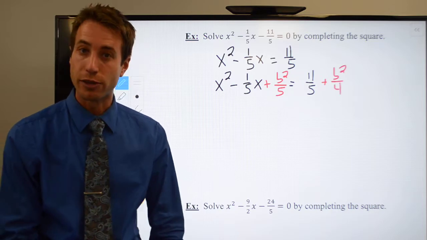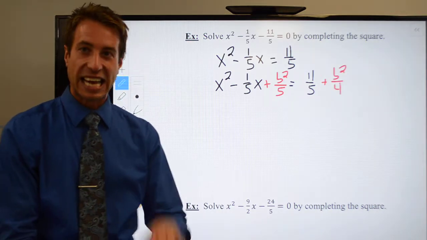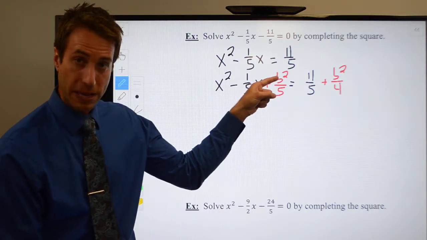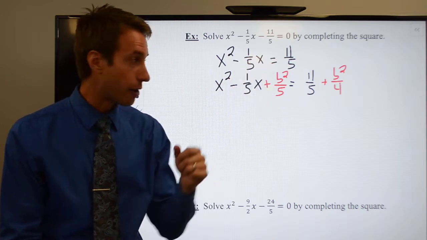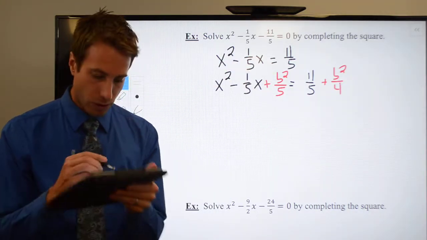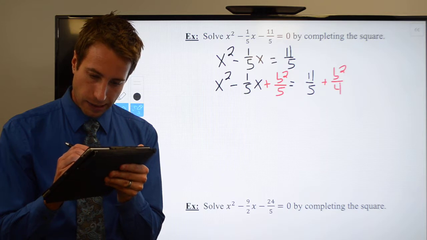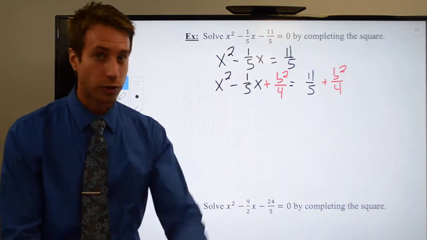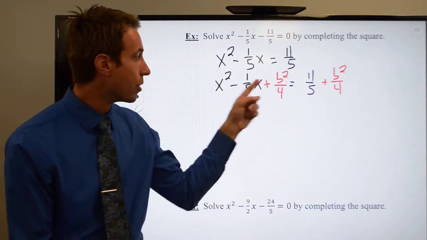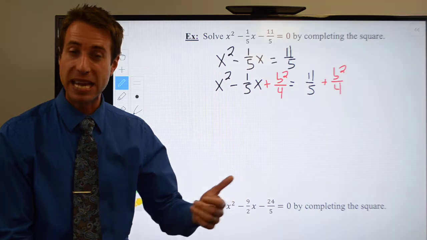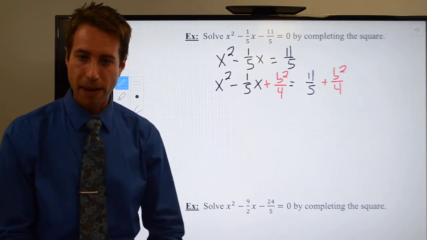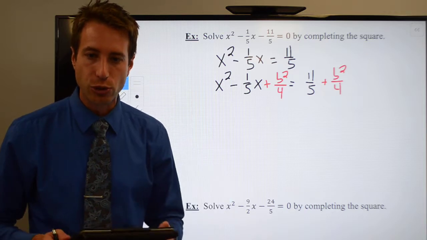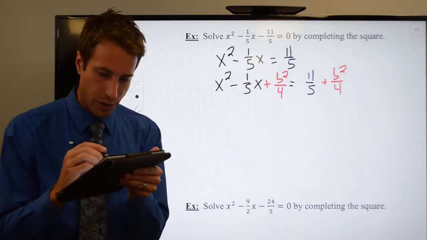Because algebra says whatever you do to one side, you got to do to both sides. Again, don't fat finger something on your calculator, but negative 1/5 goes in for b. So you're going to plug a negative 1/5 in for b. You're going to square it, and then you're going to divide by 4, and when you do that, you should wind up with something that reduces to 1/100.